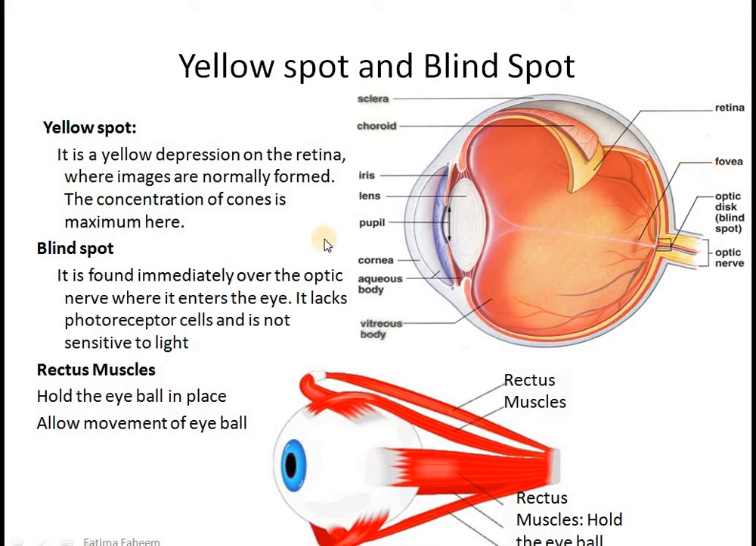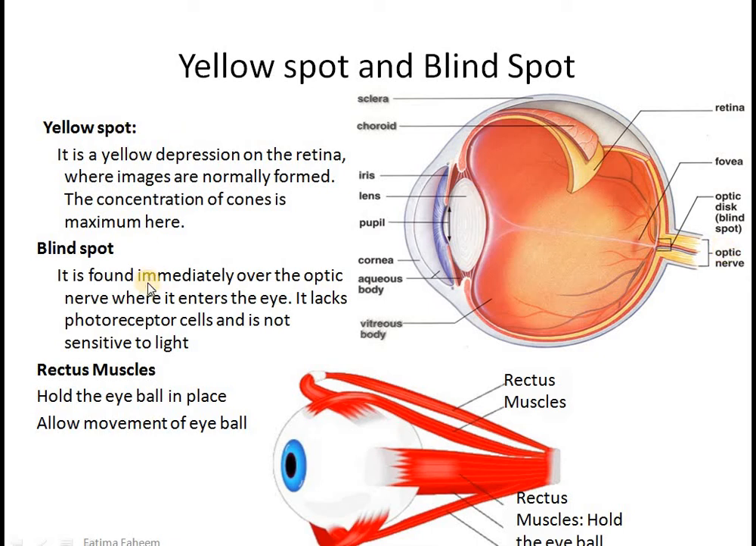On the other hand, the blind spot is found immediately over the optic nerve where it enters the eye. This area does not contain any photoreceptor. It means that it is not sensitive to light. Even if the light falls here, there will be no formation of nerve impulse, and there will be no transmission of nerve impulse via the optic nerve to your brain. So if any light falls on the blind spot, no image is formed, since no impulse goes to the brain to let your brain know that some image is being formed.